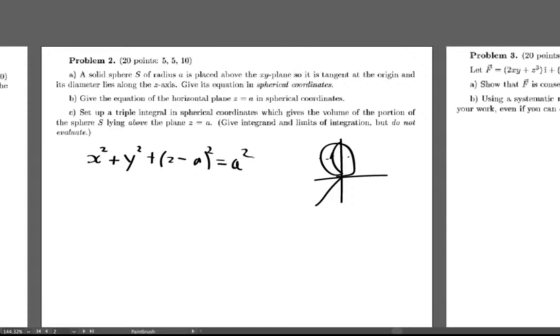Okay, and now we want to go ahead and open this up. You can do this pretty easily. x squared plus y squared plus z squared minus 2za equals 0.